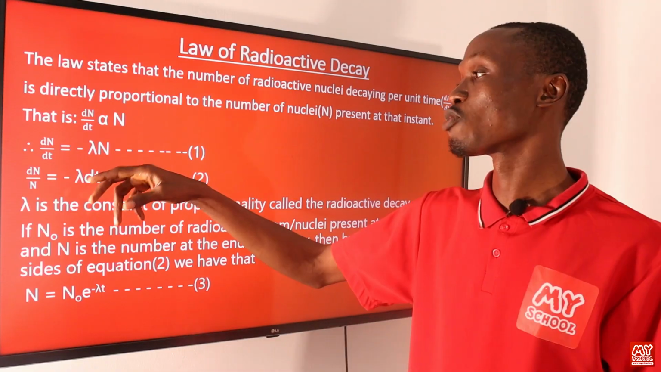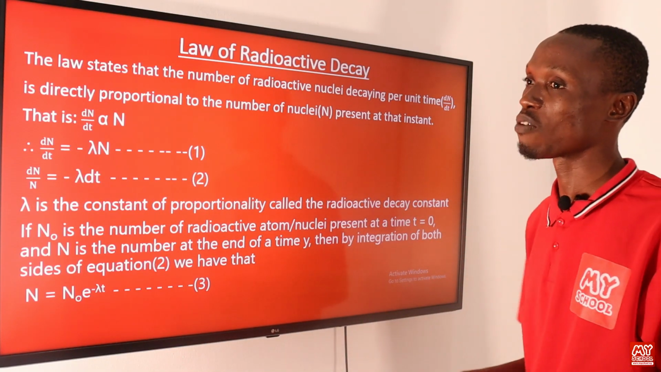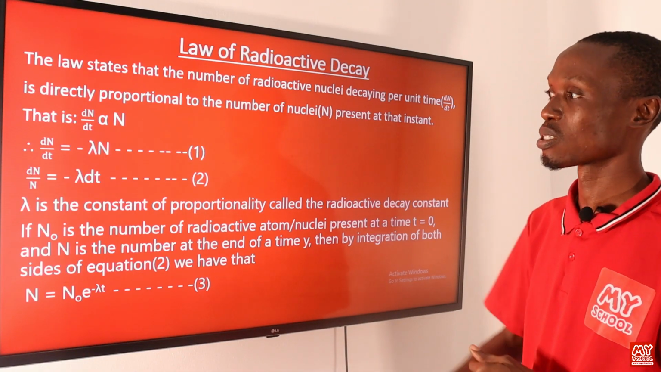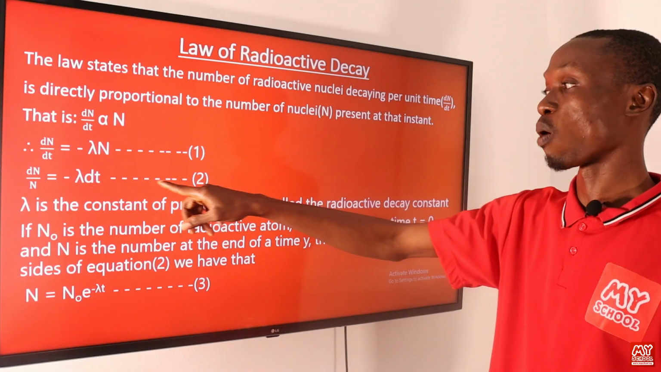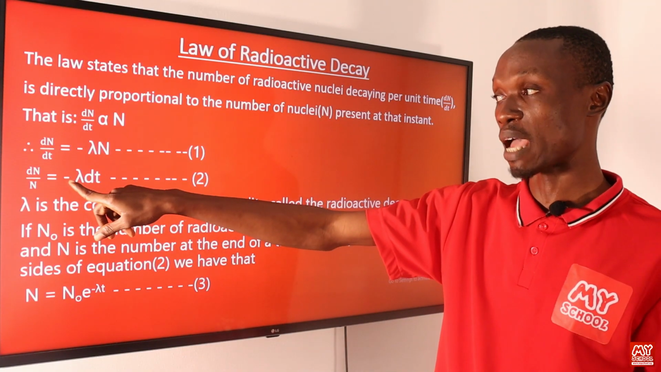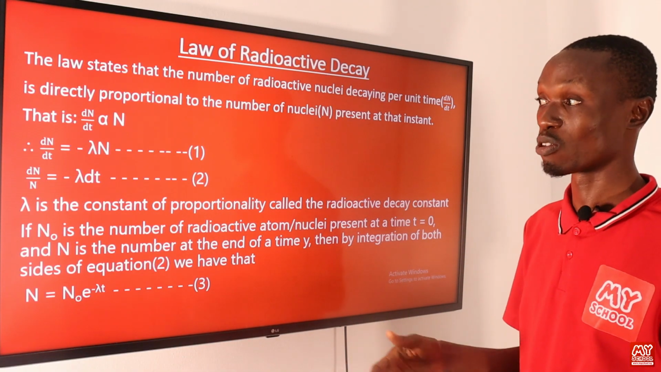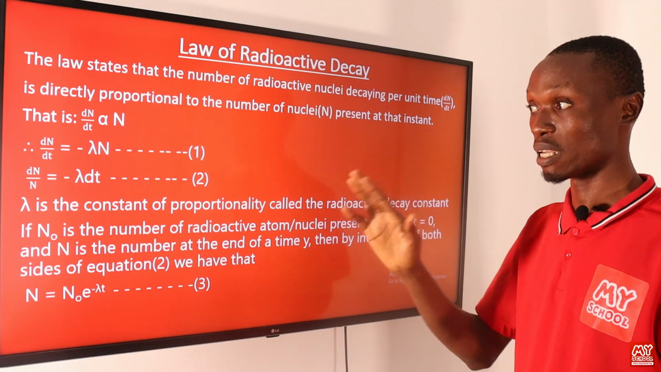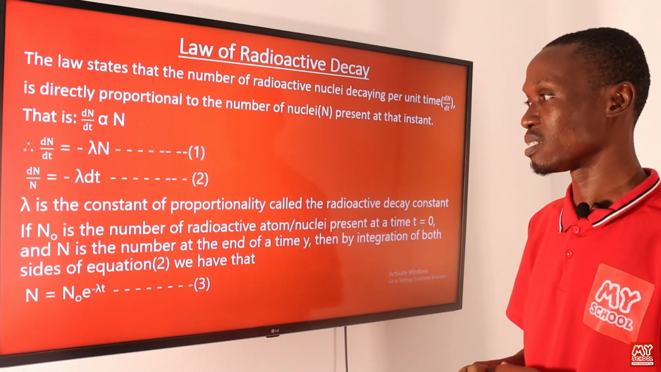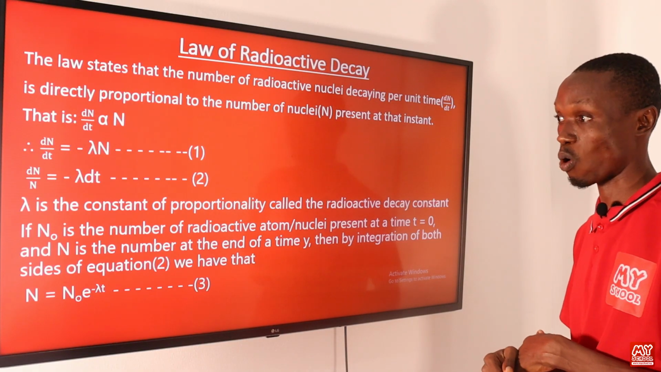If we decide to switch the positions of dt and N, then we'll have dN all over N is equal to minus lambda dt, and we call this equation 2. The negative sign here shows that the radioactive nuclei decrease with time. That is just what the negative sign represents. Lambda is the constant of proportionality called the radioactive decay constant.